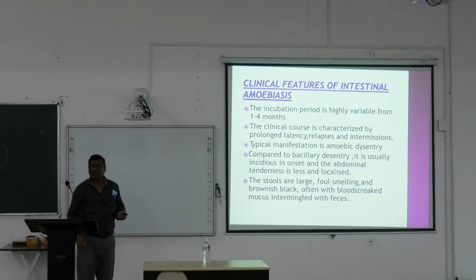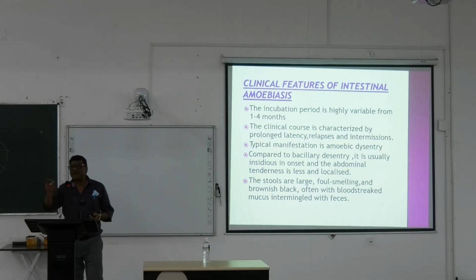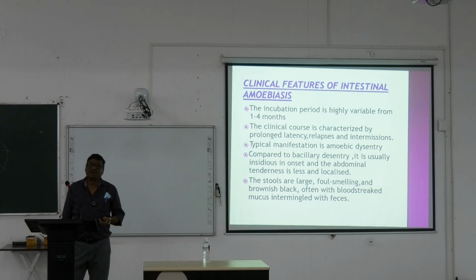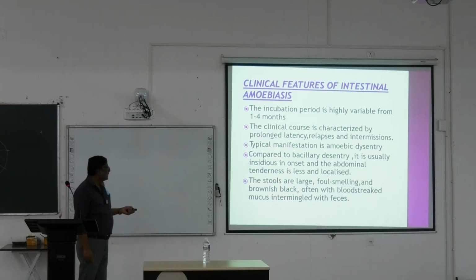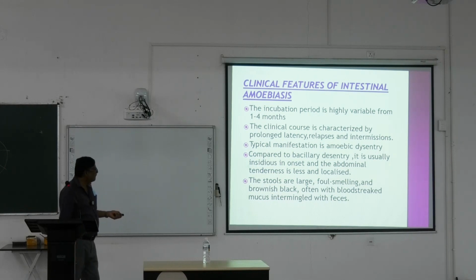Again and again, in amoebic dysentery, the stool does not stay in the pot, it slips away completely, because it is mucus in nature. It recurs again and again, sometimes there are weak symptoms, sometimes abdominal pain, intermittent abdominal pain; you can assume you are suffering from amoebic colitis. The stools are large, foul smelling and brownish black, often with blood-streaked mucus intermingled with feces.